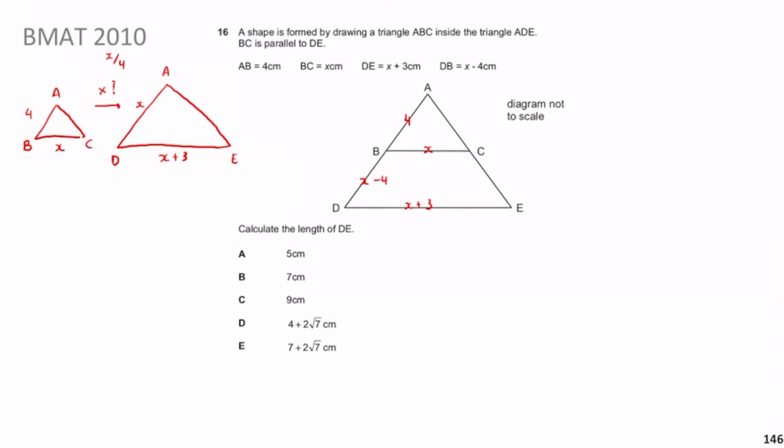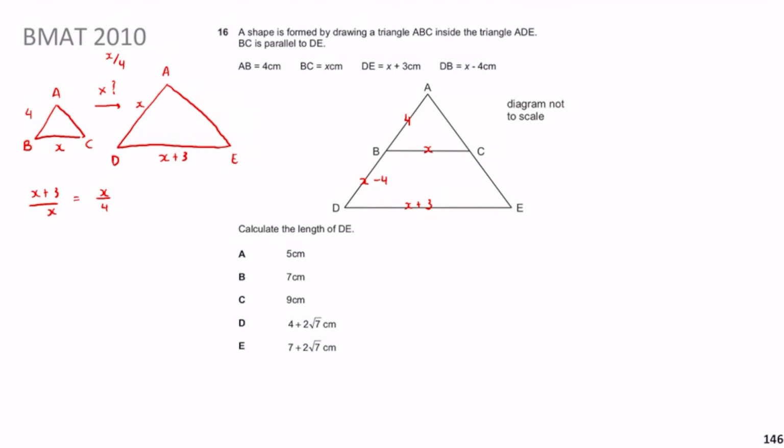Yep. Is there anything else we know? Okay, that's more or less all we know. And also, what we also know is that we can also work out the scale factor between DE and BC. So that's just going to be x plus 3 over x. And that should be the same as x over 4, because there's just going to be a common scale factor which is going to enlarge the whole thing, isn't it?